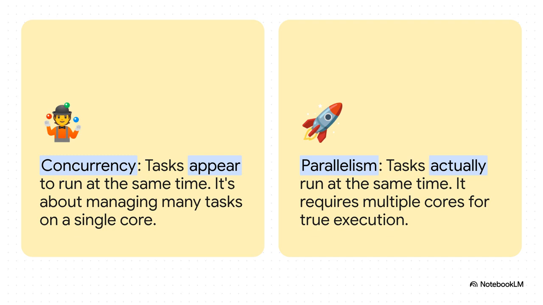Concurrency is like one chef in a kitchen juggling multiple recipes. They chop some veggies, then quickly stir a sauce, then check the oven, then go back to chopping. They're switching between tasks so fast that it looks like everything is happening at once. Parallelism, on the other hand, is like having multiple chefs, each at their own cooking station, actually working on different dishes at the exact same time. One is about smart management, the other is about raw power.